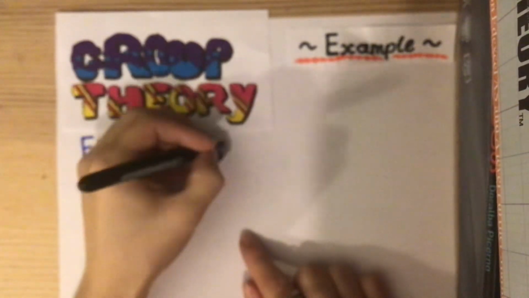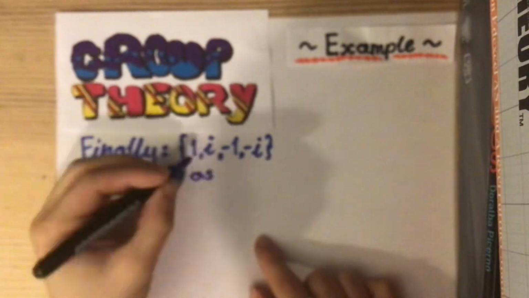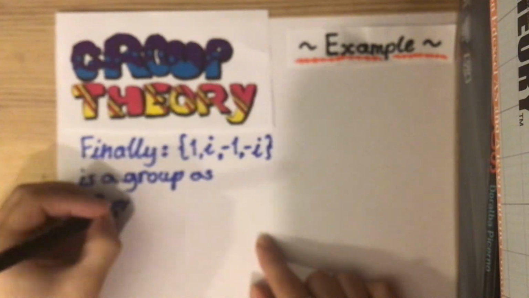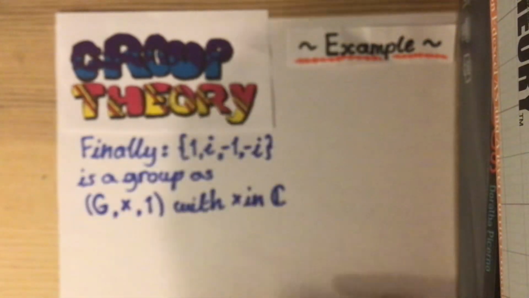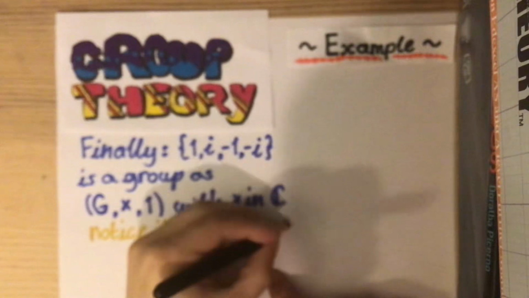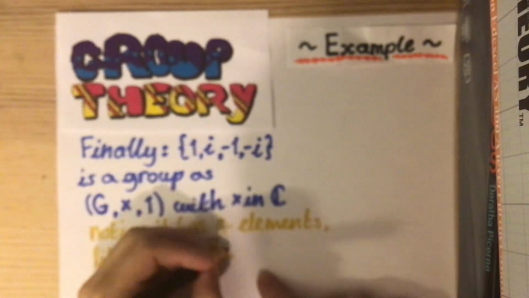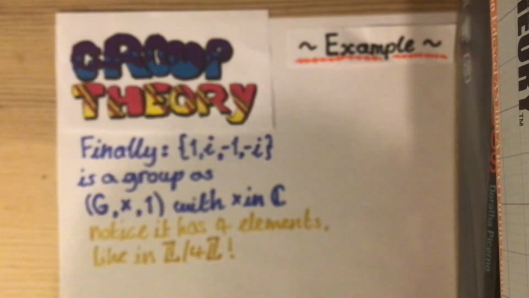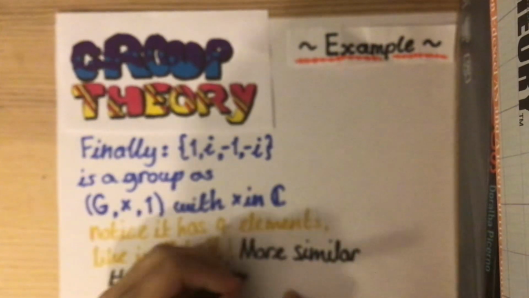For our final example, we're going to look at the set 1, i, minus 1, minus i, where i is the square root of minus 1. This forms a group with complex multiplication over C, with an identity of 1. But what we should notice here is that it's got the same number of elements as our modular arithmetic group, Z/4Z. This is going to be a really important concept later, as we discuss later themes in this course.